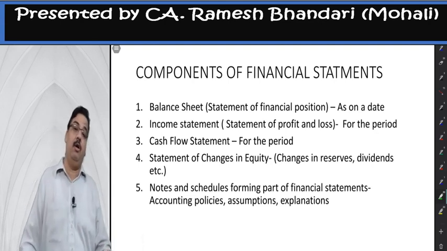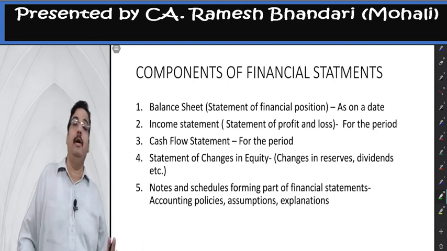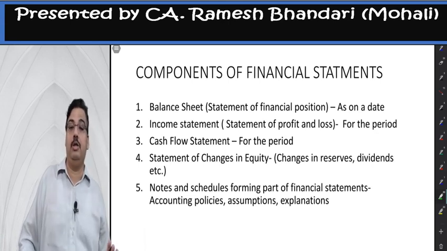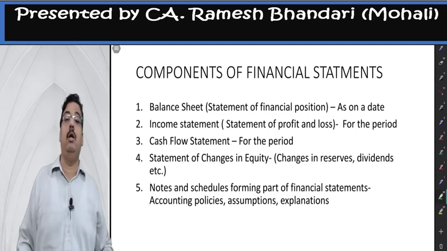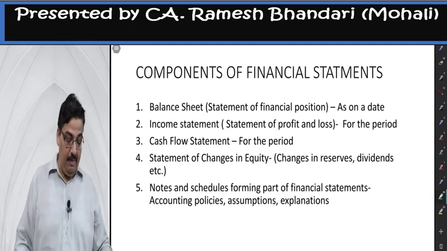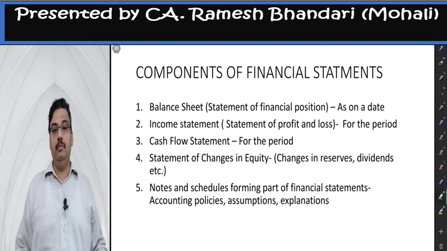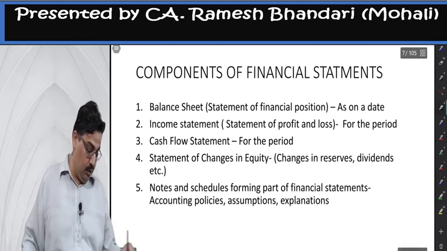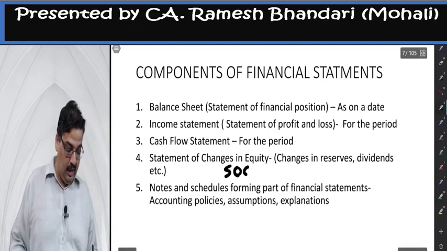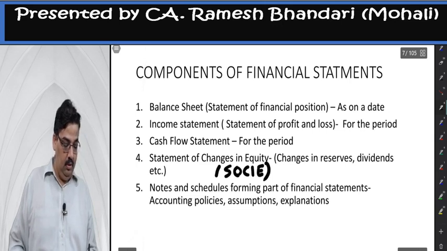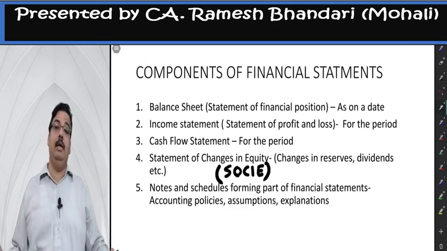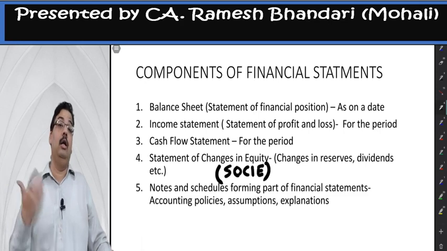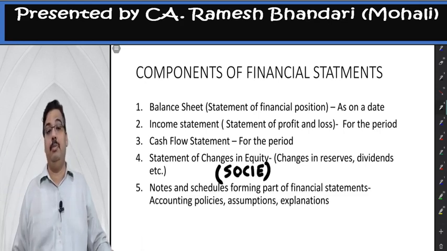Income statement, statement of profit and loss for the period, for a particular quarter, for 6 months, for the year. Cash flow statement, again for the period. Statement of changes in equity. In short, they call it SOCIE. Now this is a term known in India also, but before application of IFRS or Ind AS, this was not talked about in the earlier Companies Act or earlier financial statements.